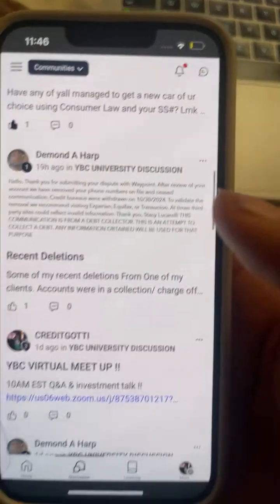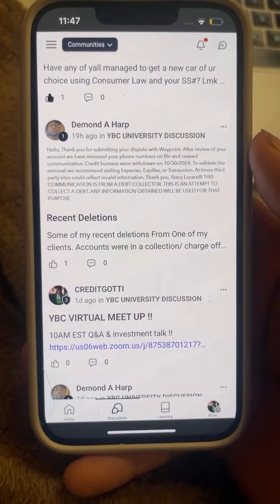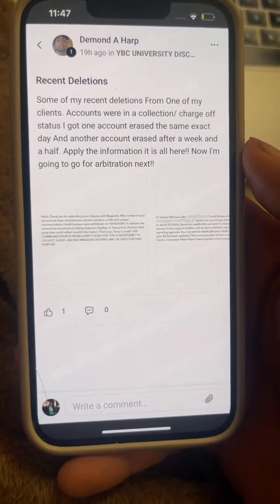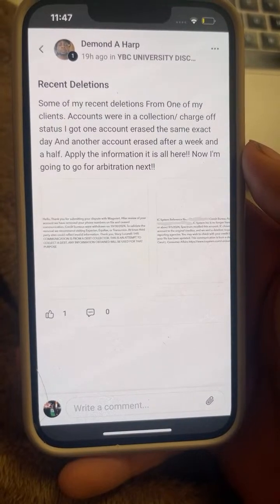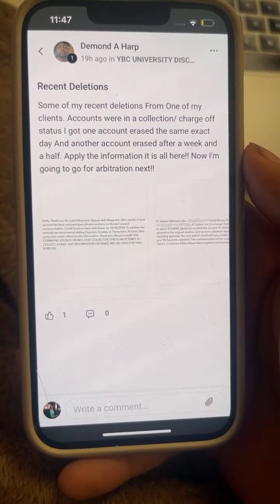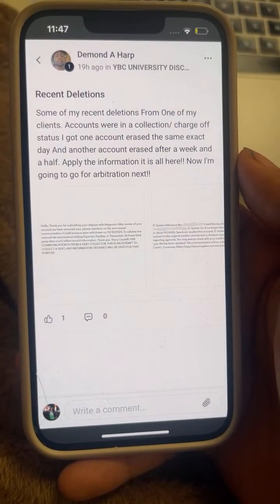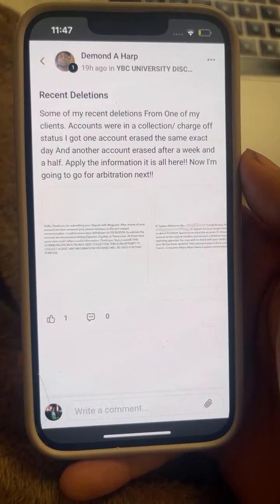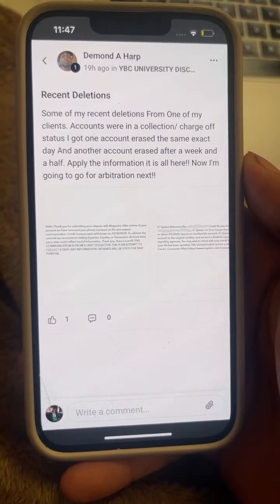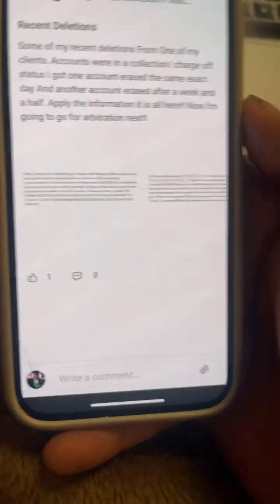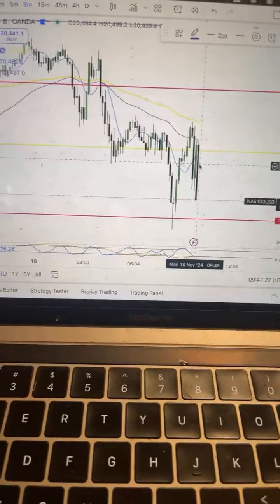Let me show you this real quick though. This is actually something from our university, from one of our students, that's been plugged in for about 2 months now, maybe a month. Boom, recent deletions. Some of my recent deletions from one of my clients' accounts were in a collection / charge-off status. I got one court account erased the same exact day, and another account erased after a week and a half. Apply the information. It's all here. Now I'm going to go through arbitration next. So real life, let me show y'all this too, man. We really do this.